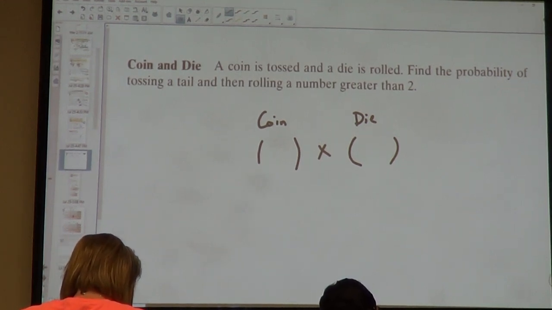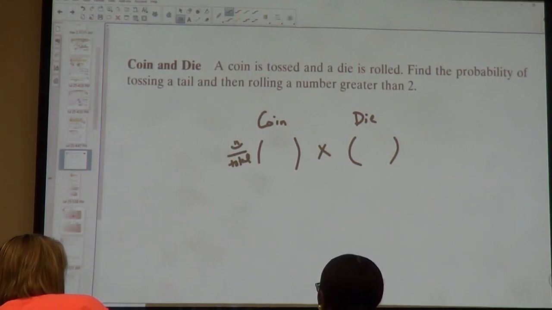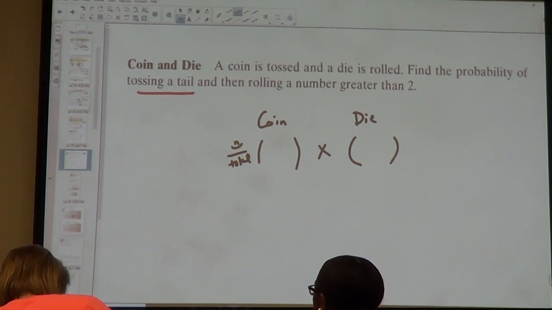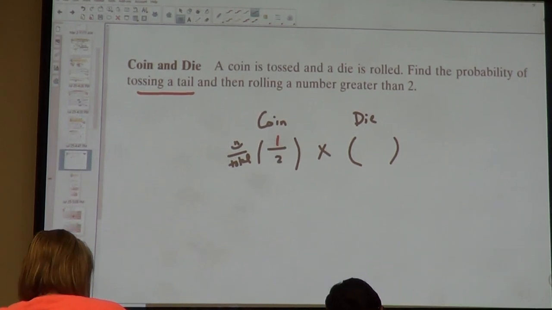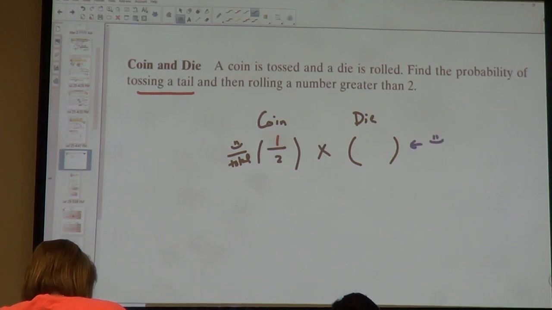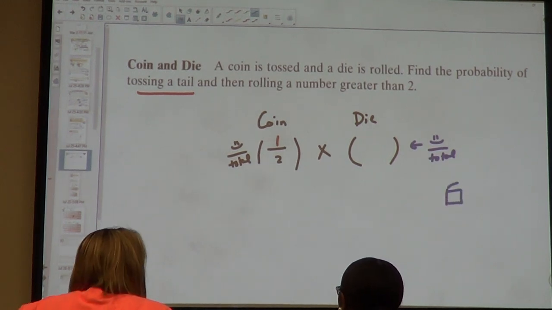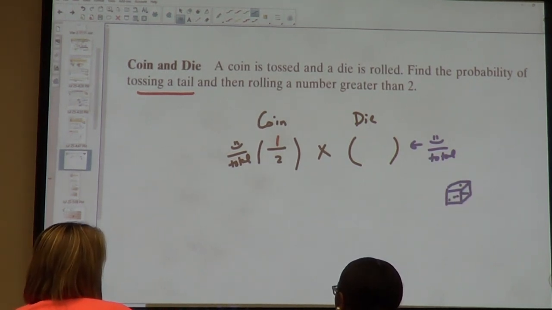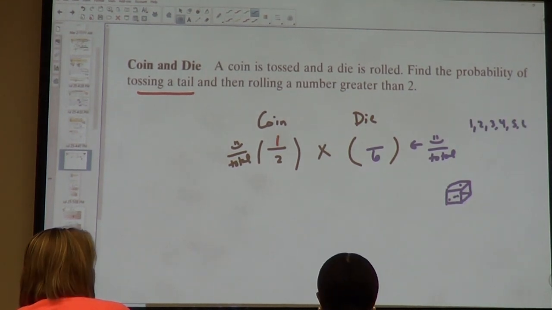So for my coin, I want to know what makes me happy over total. What makes me happy is tossing a tail. How many tails are there? 1. And how many sides are there? 2. Now, on my die, I want to know what makes me happy over total. How many sides are on my die? 6. Just a normal die has 6 sides. It's 1, 2, 3, 4, 5, and 6.